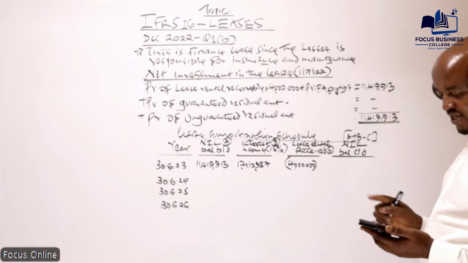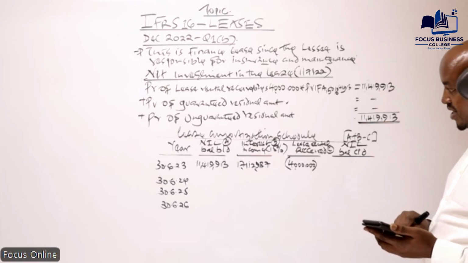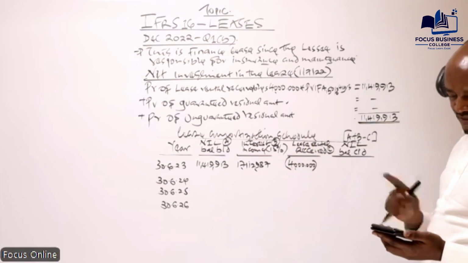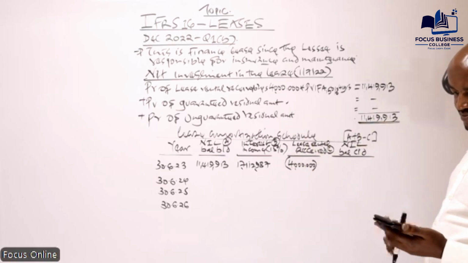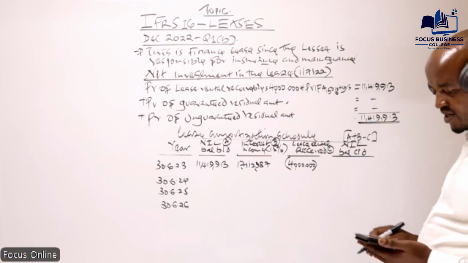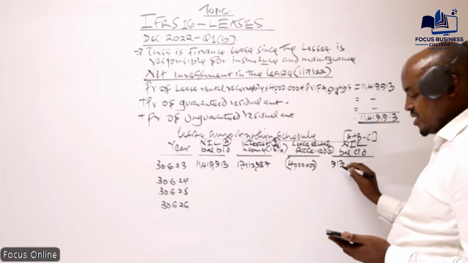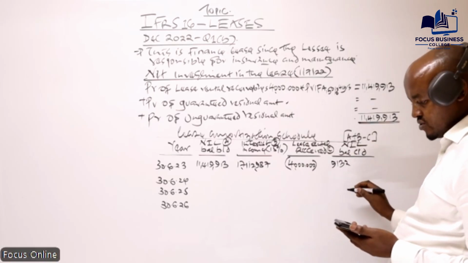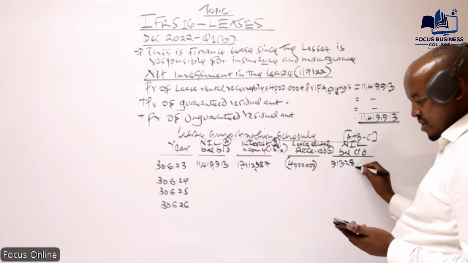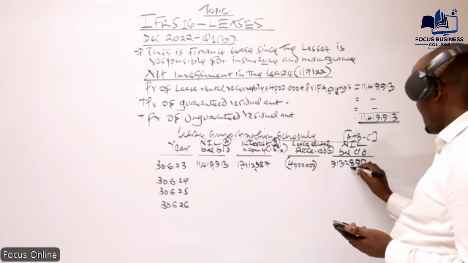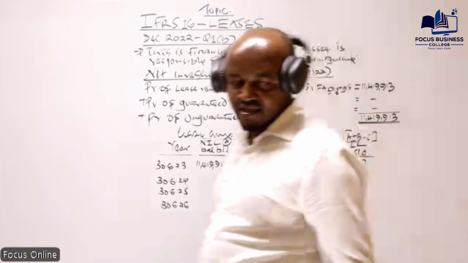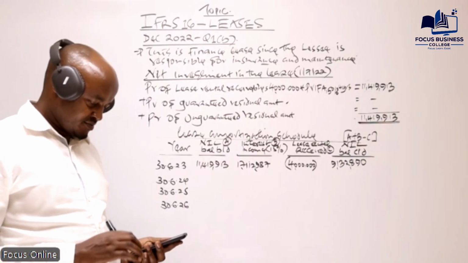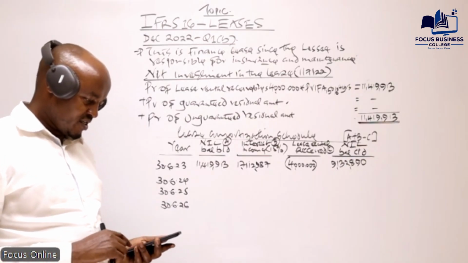So we take 11,419,913 plus interest minus 4 million. Yes, what are you getting here? 9,132,890. Is that what you're getting?